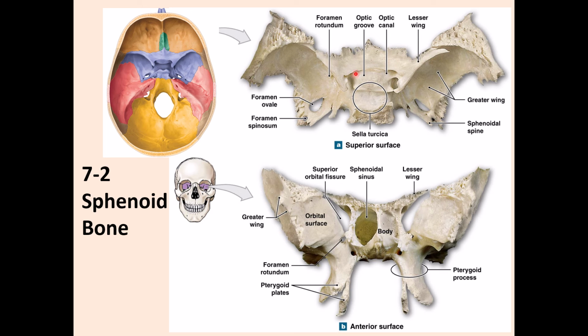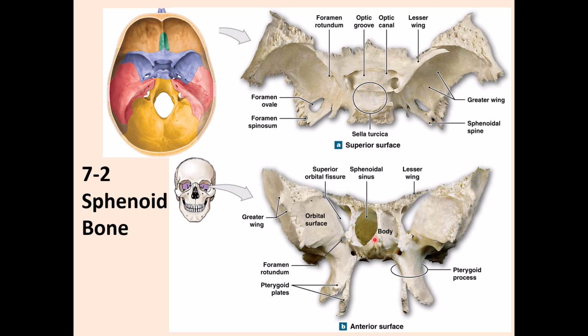And this is cranial nerve 2 that passes through the optic canal. And foramen spinosum. This is the one that I told you before that blood vessels of the meninges pass through.